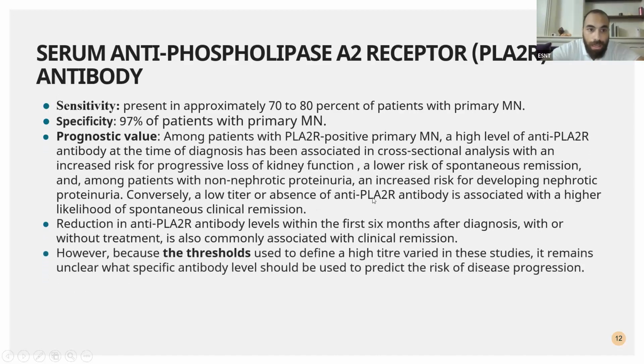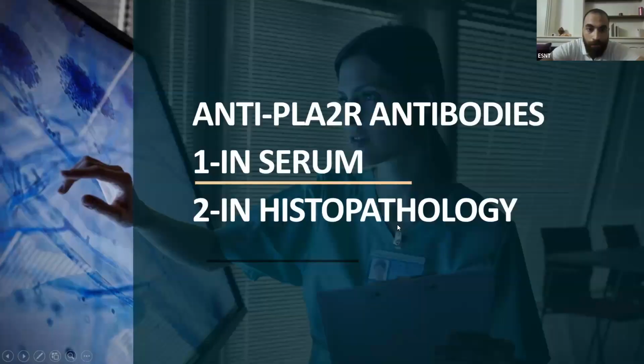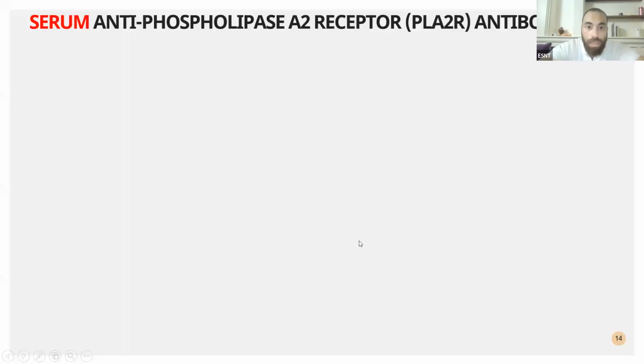But the problem regarding anti-phospholipase A2 in the serum is that the threshold used to define it in the studies was not a specific titer, and there was some discrepancy in the results. There is no specific cutoff which can be diagnosed as positive or negative. So I will go through the test separately, about the serum and about the histopathology.